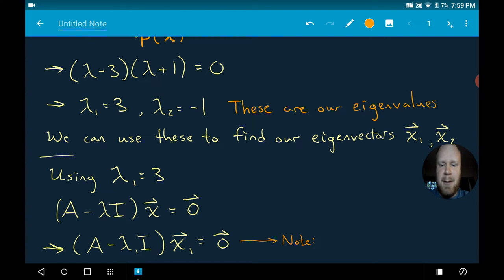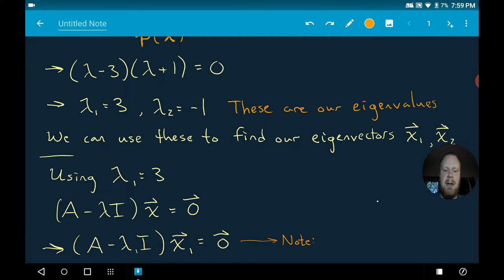Okay, so we were looking at the following, where I said that we could set up this equation and use lambda 1, our eigenvalue, and x1 vector, which is our eigenvector. But I wanted to talk a little bit about notation on this first.